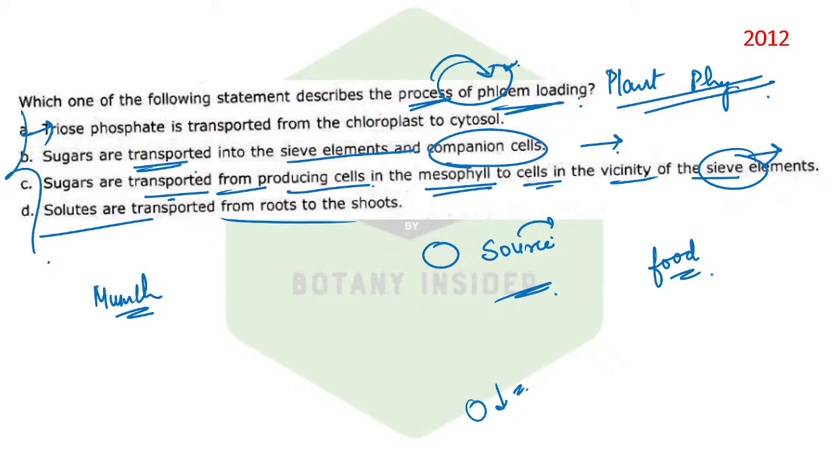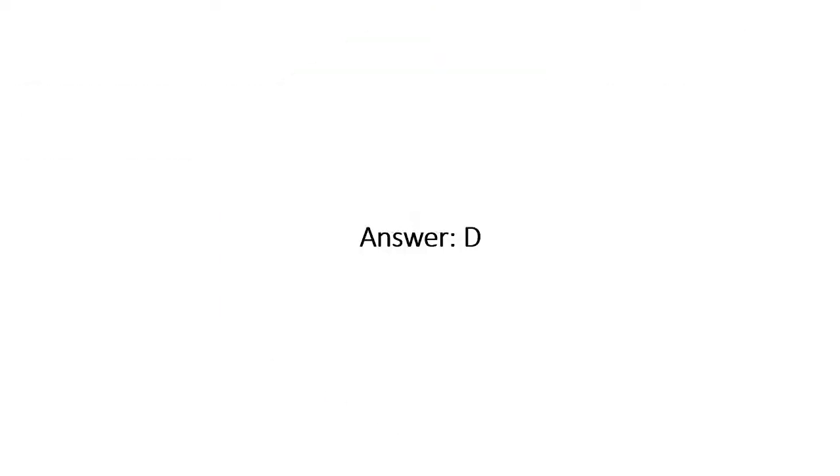So what will be the correct answer? Sugars are transported into the sieve elements and the companion cell. This is the most definitive definition for phloem loading out of the options given to us. So B is the correct answer for this particular question. I hope the question is clear. Very simple question. Very scoring question as well.